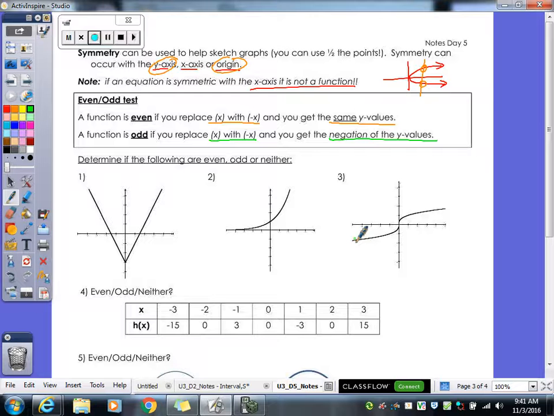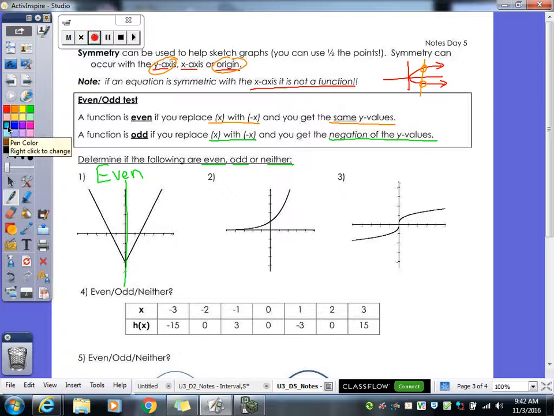So what we're doing first is we have these three graphs. They want us to determine is it even, odd, or neither. So as I was saying on the last page, a function is even if it's symmetric over the y-axis. So this graph here is symmetric over the y-axis. So this one would be an even.